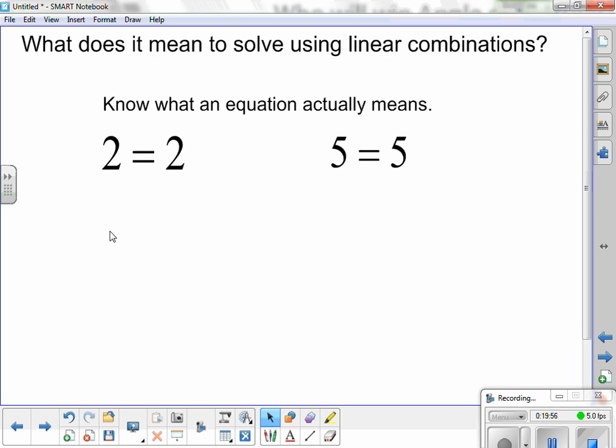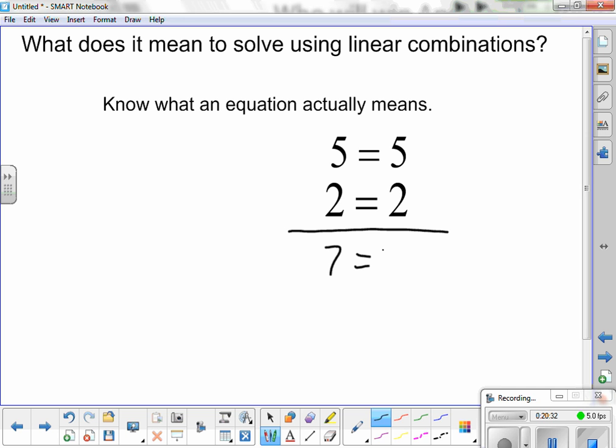So the last method is called linear combinations. In order to know where this comes from, you got to know what an equation actually means. Now, 5 equals 5 is obvious, 2 equals 2 is obvious. If I take this equation and combine it with this one, I should get a third equation that's still true, because properties of equations say if you add something to one side, add it to the other side. So 2 is equal to the 2. So if I combine these two together, I get a 7 equals 7, which is still true. So I'll still get a true equation when I combine one equation with another equation.